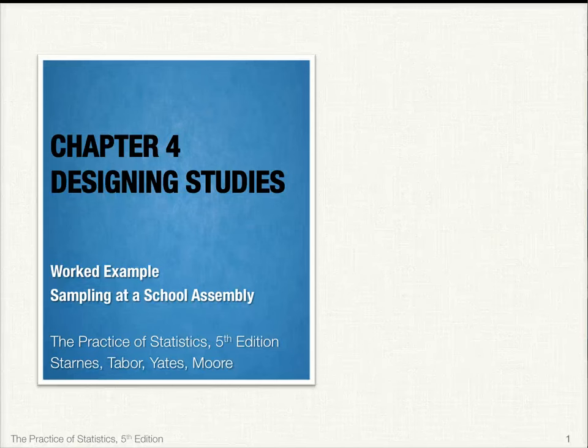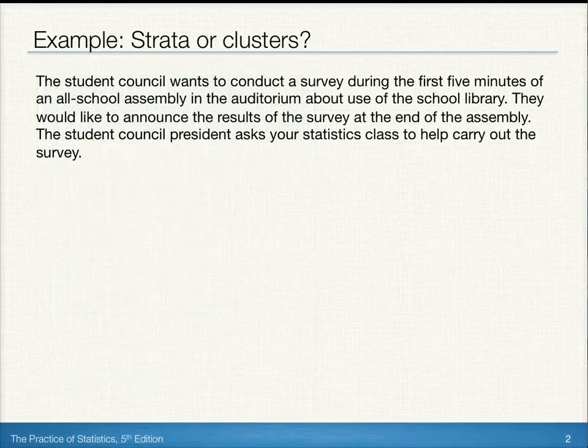In this example, we'll take a look at how to find different types of samples. Student Council wants to conduct a survey during the first 5 minutes of an all-school assembly in the auditorium about the use of the school library. They would like to announce the results of the survey at the end of the assembly. The Student Council President asks your statistics class to help carry out the survey.